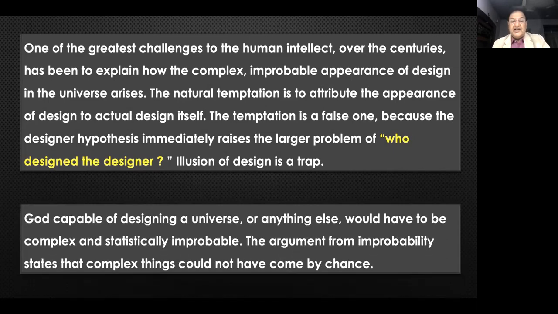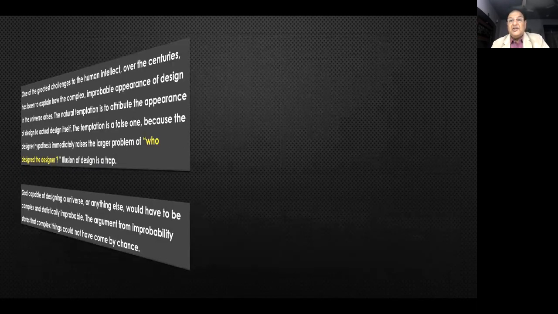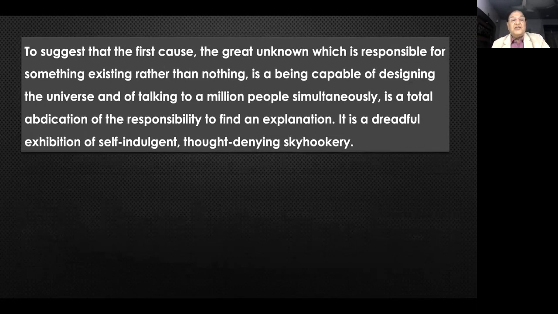And a God capable of designing a universe or anything else would have to be complex. Now, this is one thing he keeps on repeating at several places in the book, that God would have to be complex, and that's why he says that it is statistically improbable. He gives a lot of arguments in favor of that. The argument from improbability states that complex things could not have come by chance. So this is one of his important arguments for why God does not exist: God has to be something which has come up with such a large design. So many things have to be complex, and complex is never statistically probable. That's the point he makes about why God does not exist.